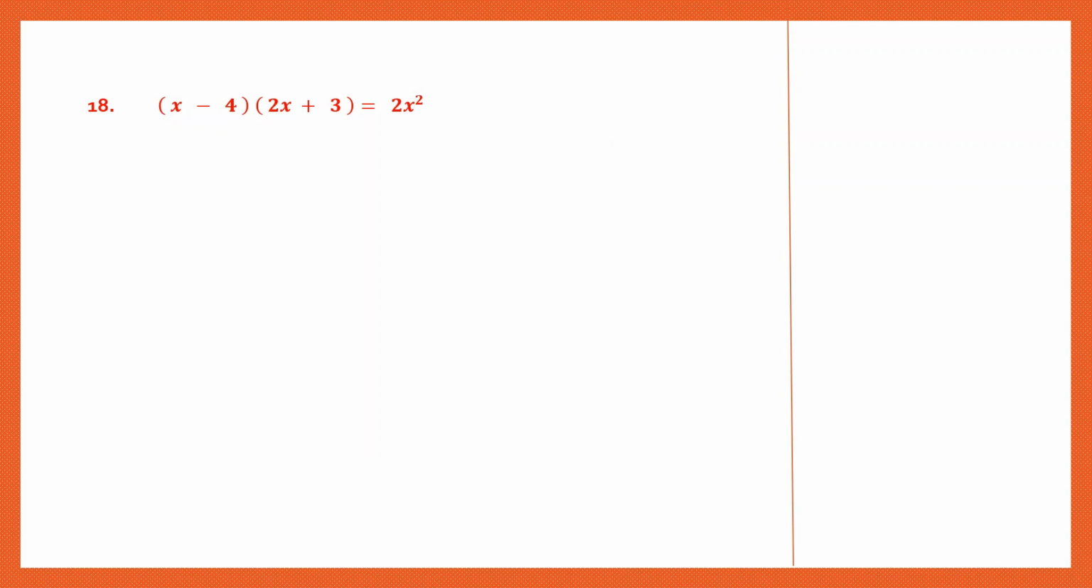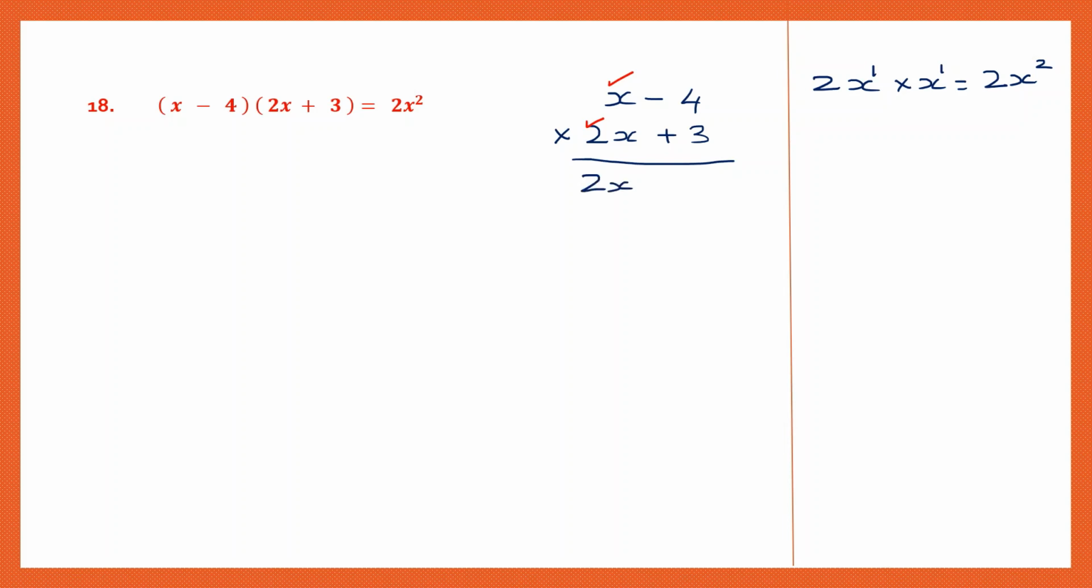Question 18. So here we have x minus 4 into 2x plus 3. So let's multiply x minus 4 and 2x plus 3. We have done this kind of multiplication earlier. So let's work this out. First I'm going to take 2x and multiply it with x. So 2x into x, that is 2 into x to the power of 1 plus 1, which is x to the power of 2. So that is 2x to the power of 2.